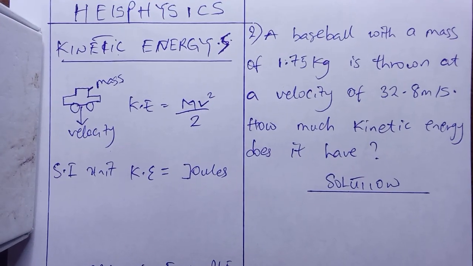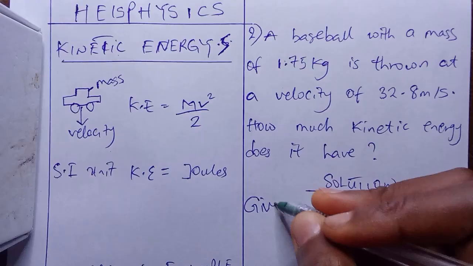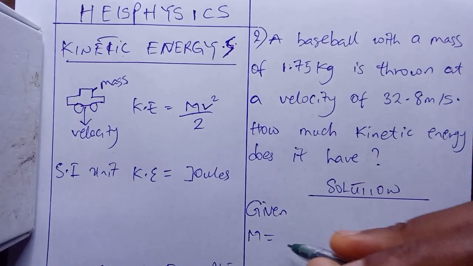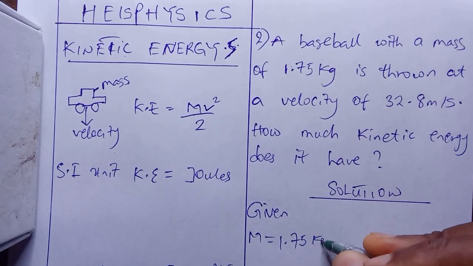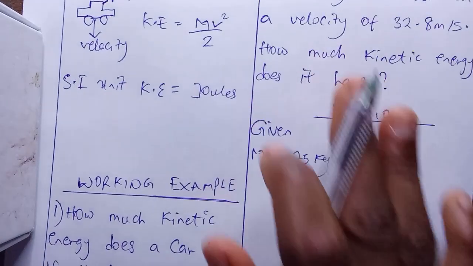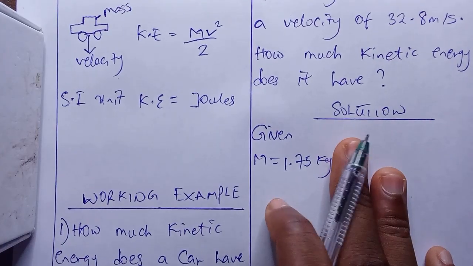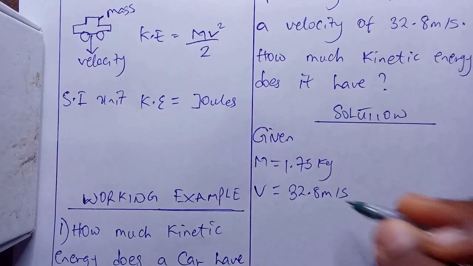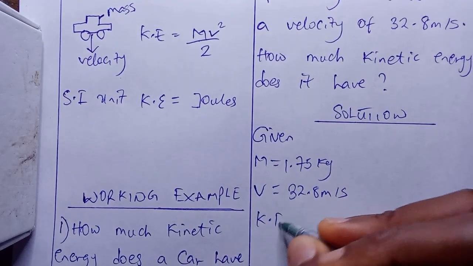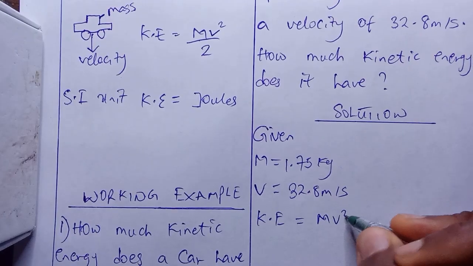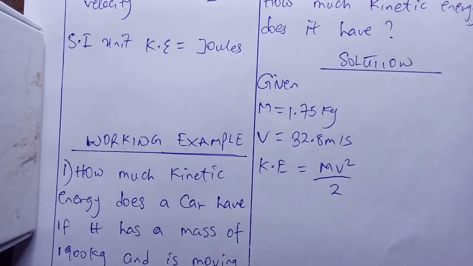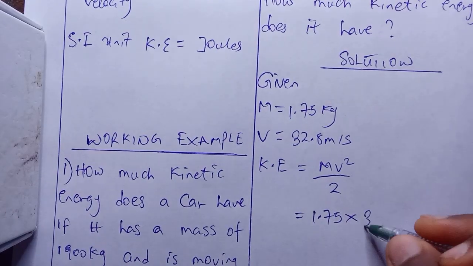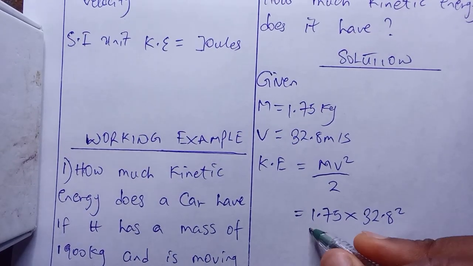Now let's go over to the second question. Given. Don't forget the GUESS method of solving all physics problems. Always apply your parameters. Say we have a mass m of 1.75 kilograms, right? And a velocity of 32.8 meters per second. So v equals 32.8 meters per second. You should find the kinetic energy. Kinetic energy KE equals mv square over 2, right? Which is 1.75 times 32.8 all squared all over 2.